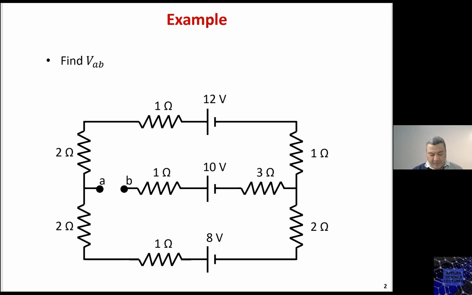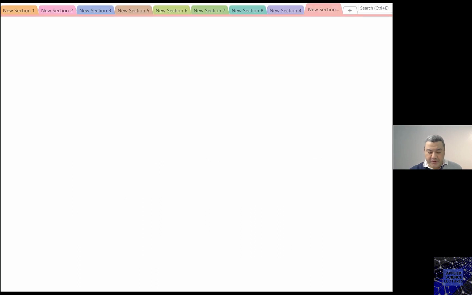Remember, we talked about the double indices, that the first one represents the higher potential and the second one represents the lower potential. So here we have VAB. We want to solve for VAB applying Kirchhoff's rules. So in this case, let's draw the circuit.